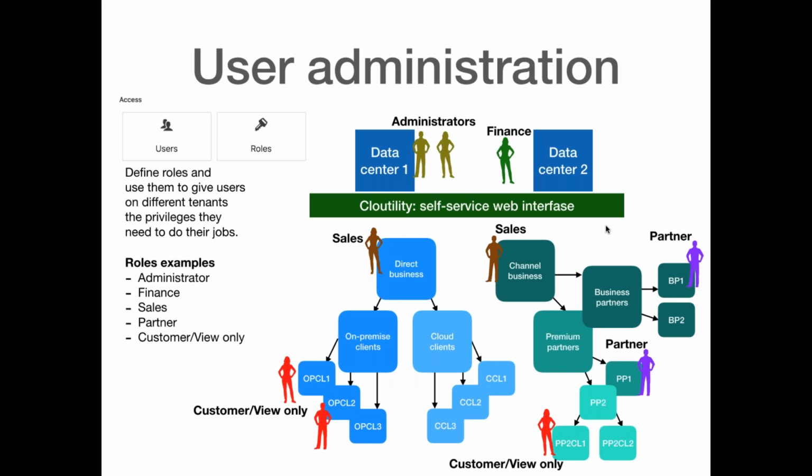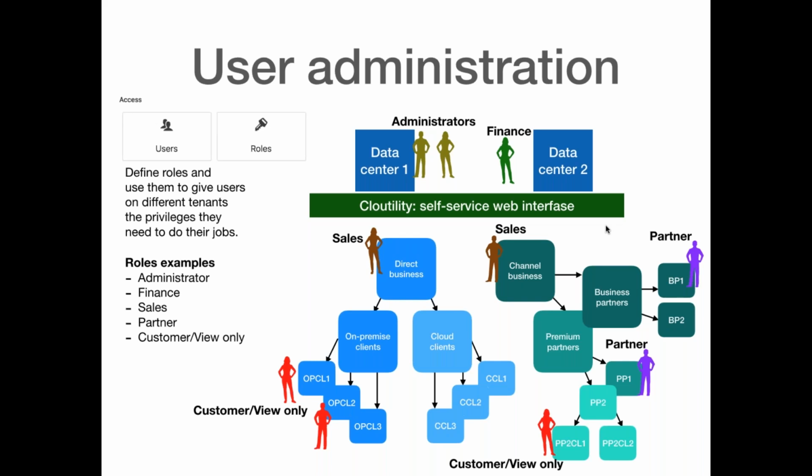So the first thing is user administration. Once you have set up your tenants, your organization with all the tenants, the whole hierarchical distribution model, you will go into the roles part of the Cloudtility solution. There you can define the roles that are needed to provide your different types of users with access to what they need to access. No more, no less.